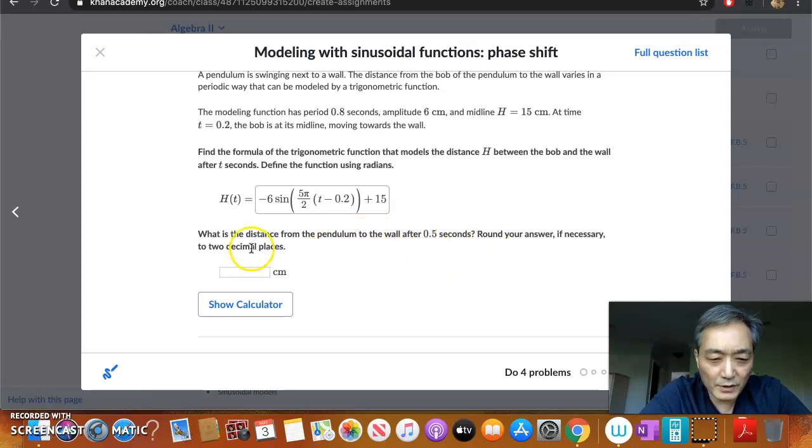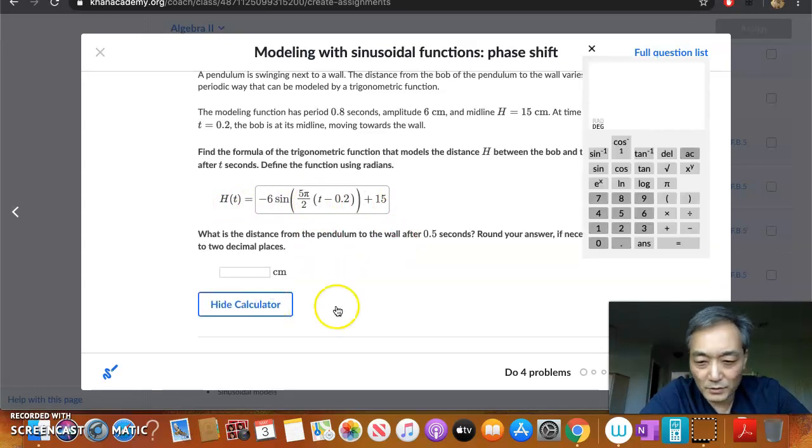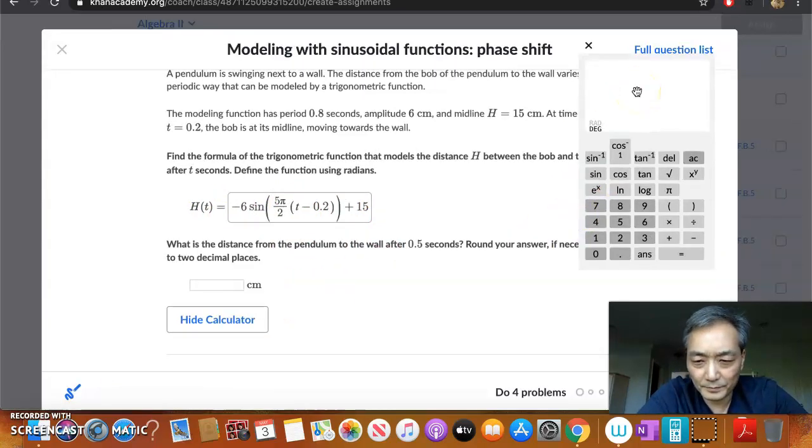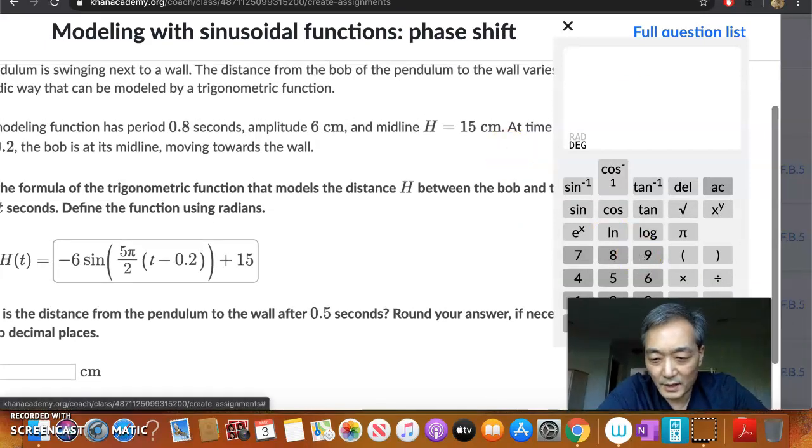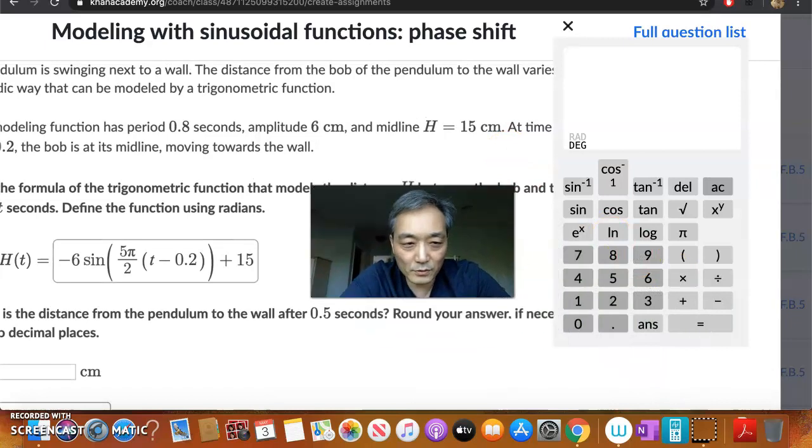Okay, and now they're asking, what is the distance from the pendulum to the wall after 0.5 seconds? Round your answer if necessary to 2 decimal places. So they want you to plug in 0.5 in here and see what the distance from the bob of the pendulum to the wall is. So you can just plug in 0.5 here, work this out, and then see what you get. So let's use the calculator here. Make the calculator a little better so you can see it. And we'll transfer my picture over to the corner.